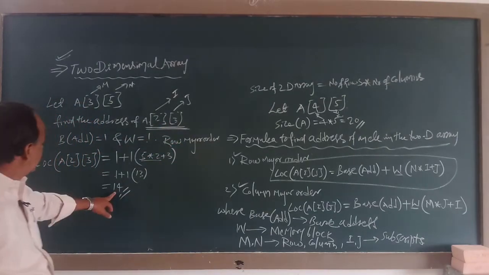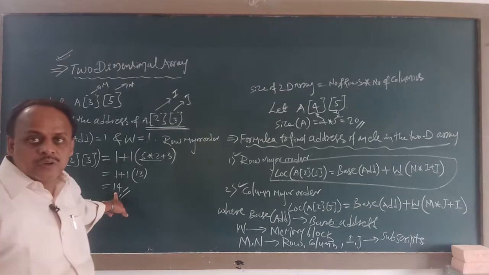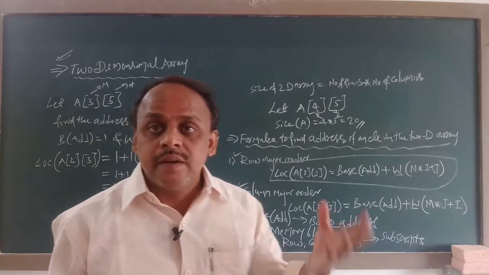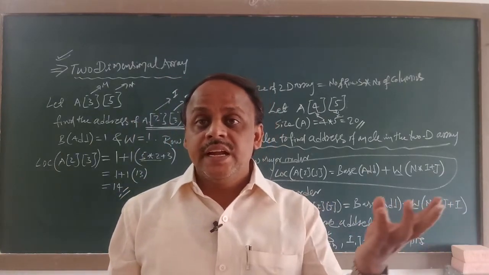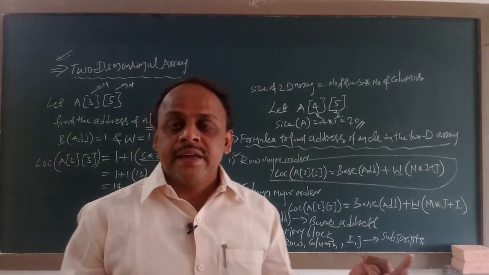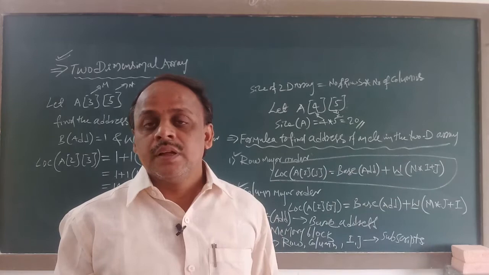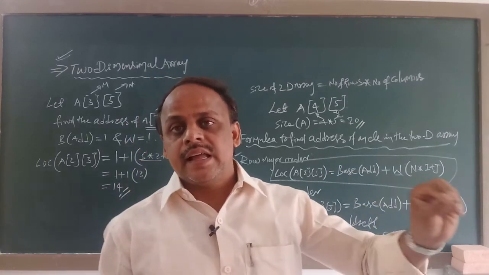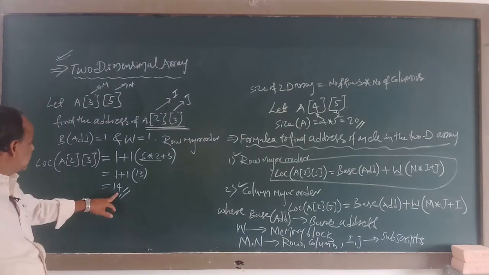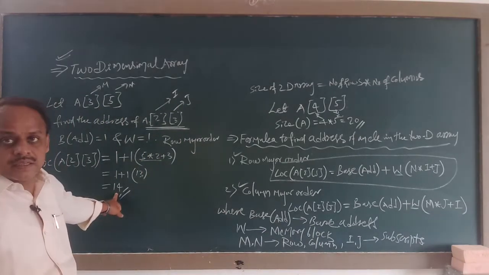So like this we have to find the address of memory locations. To find the address of a memory location, we need the base address and the W value, that is the memory block value, and of course the row and column numbers are given, and I and j are also given. So everything is given, and this is the answer.